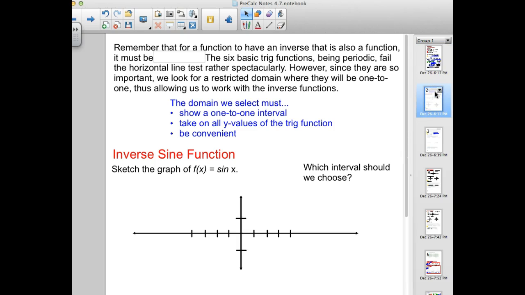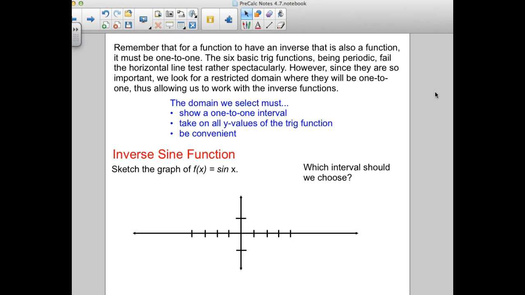All right, it says remember that for a function to have an inverse that is also a function, it must be 1-to-1. The 6 basic trig functions, being periodic, fail the horizontal line test rather spectacularly. However, since they are so important, we do look for a restricted domain where they will be one-to-one, thus allowing us to work with the inverse functions.